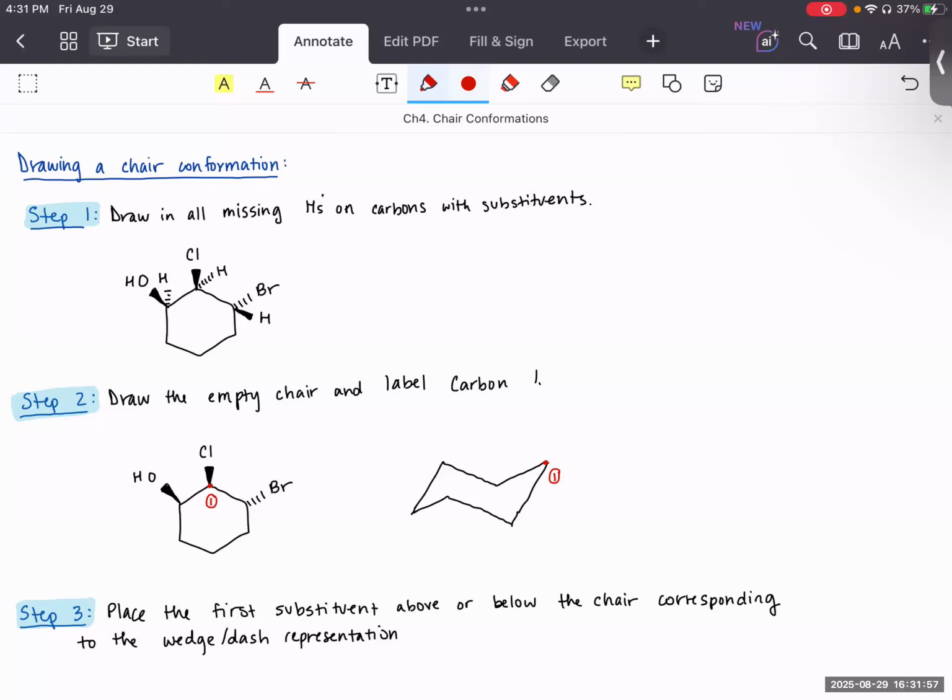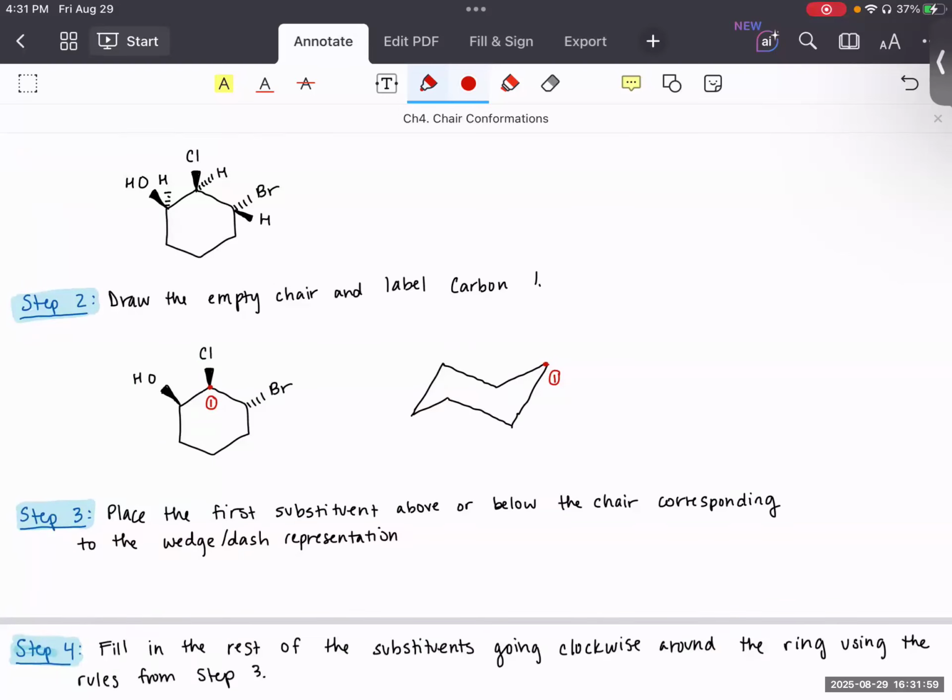Next, what we want to do is fill in our substituents. For this, we have to make sure that the wedge and dash line up with the chair's representation. So a wedge indicates that the group is facing towards us, which means it's coming above that flat. If we imagine that chair, it's coming above the chair. And a dash or dashed group represents it's below the chair.